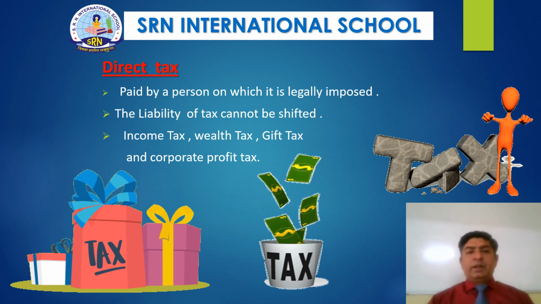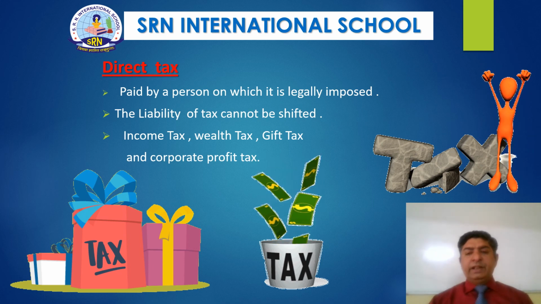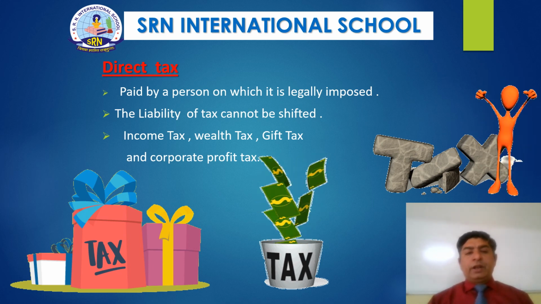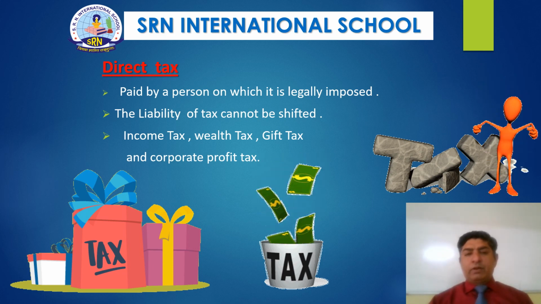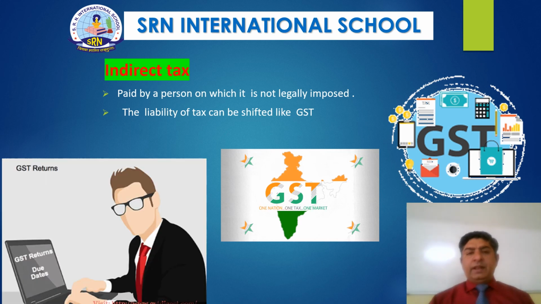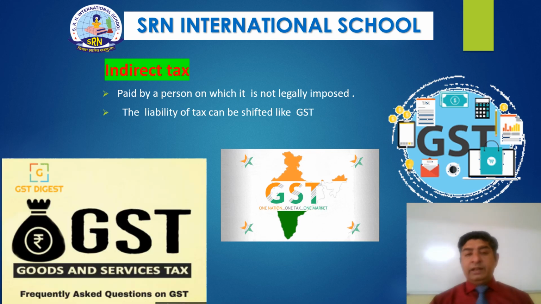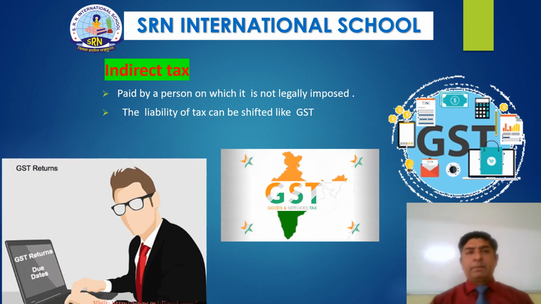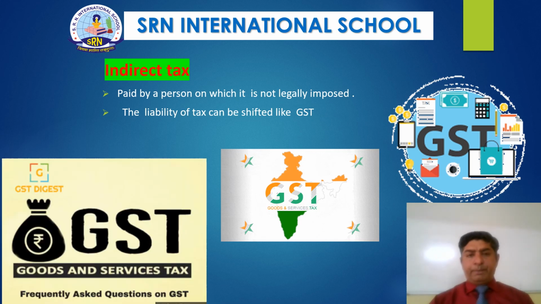Direct tax. Direct tax is the tax paid by the person on which it is legally imposed. The liability of the tax cannot be shifted. Examples are income tax, wealth tax, gift tax, and corporate profit tax. Let's come to the indirect tax. Indirect tax is the tax paid by the person on which it is not legally imposed. The liability of tax can be shifted. The example of indirect tax is GST.